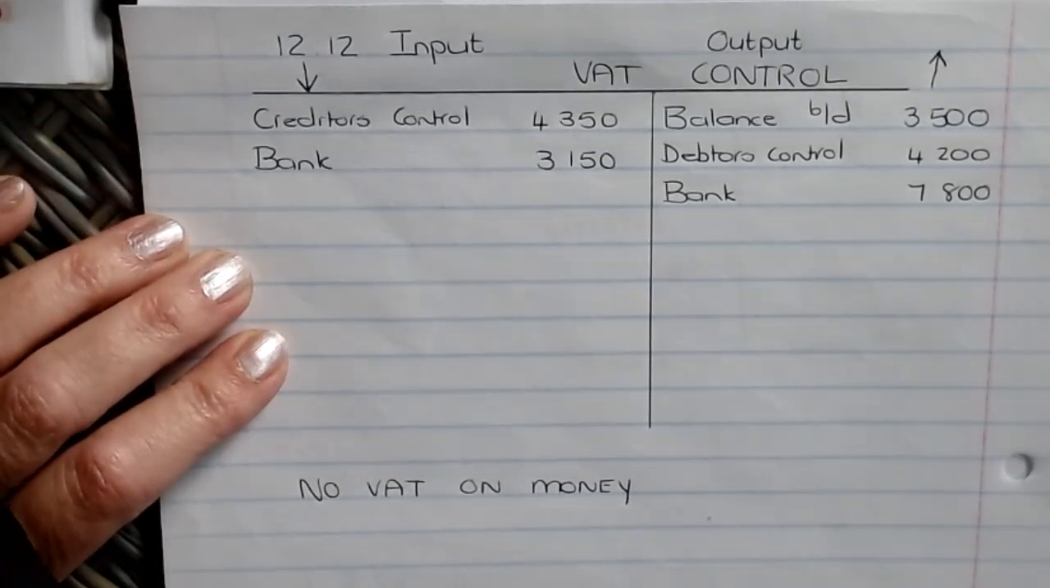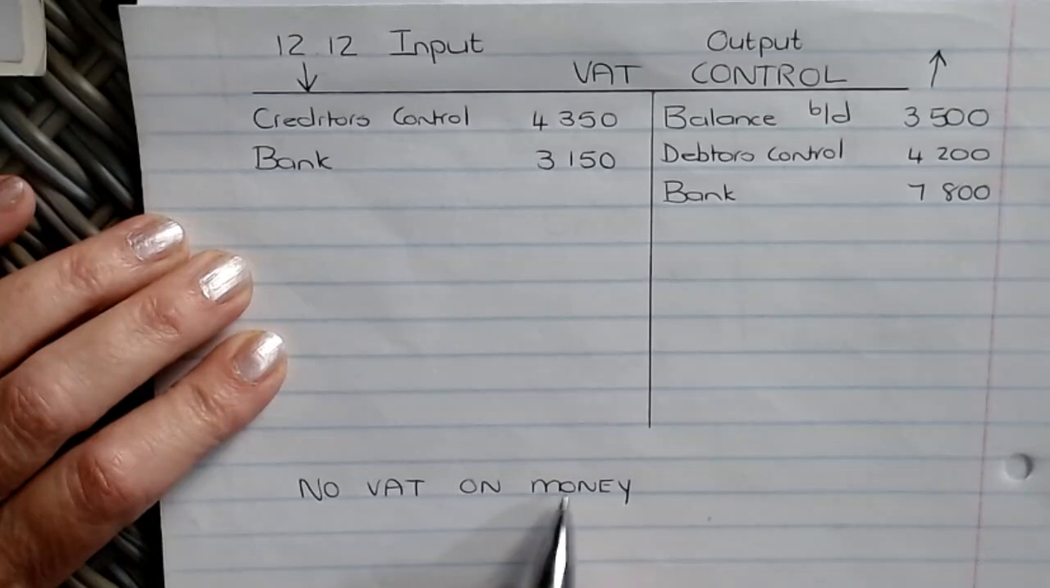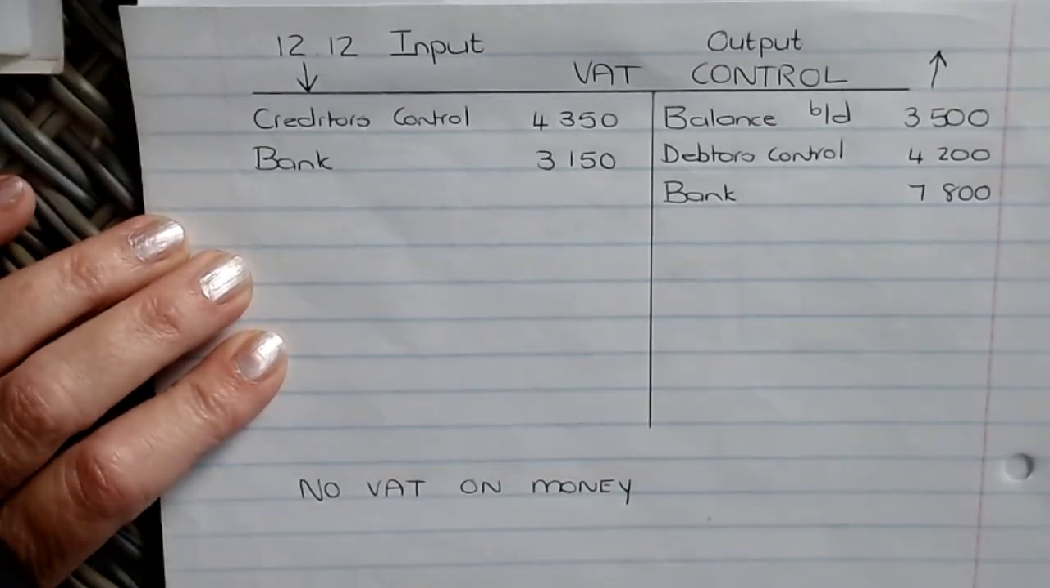The next one is cheques issued to creditors in payment of accounts. Remember, there are no cheques anymore. Payments to creditors in payment of accounts, no VAT on money. Nothing. We don't do anything there.